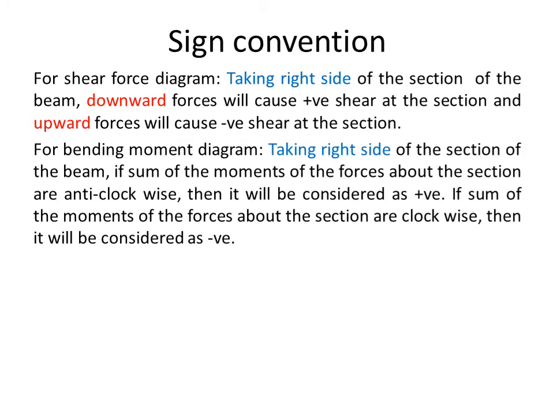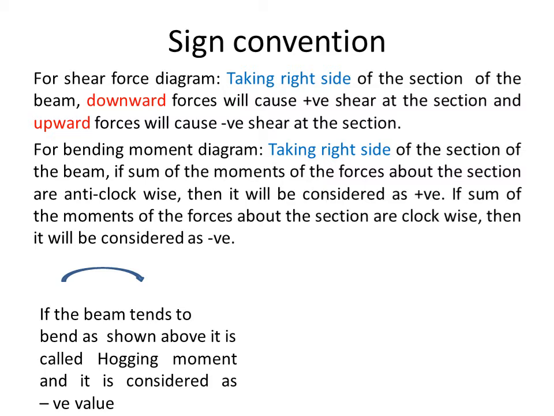For bending moment diagram, taking right side of the section of the beam, if sum of the moments of the forces about the section are anti-clockwise, then it will be considered as positive. If sum of the moments of the forces about the section are clockwise, then it will be considered as negative.